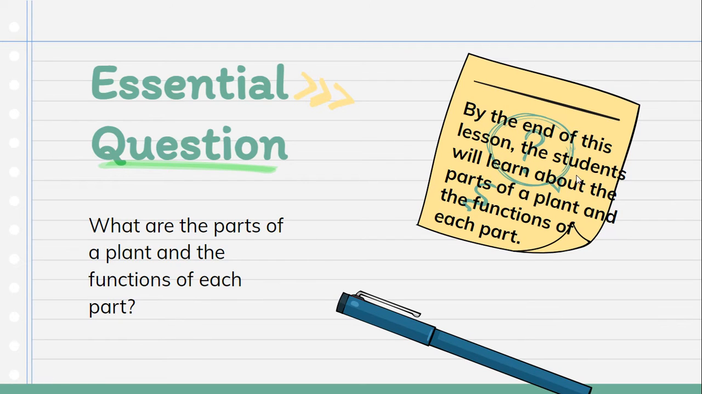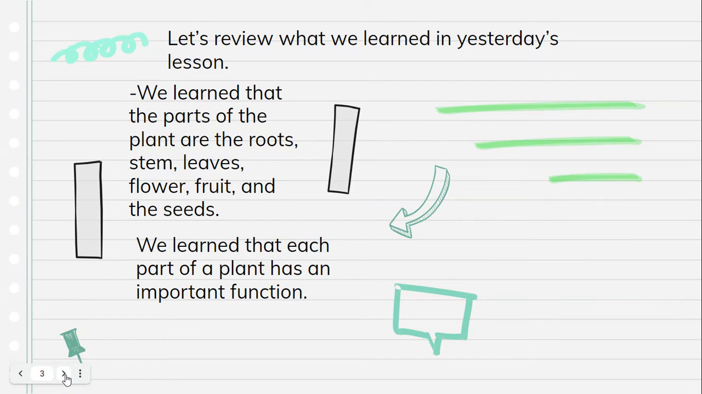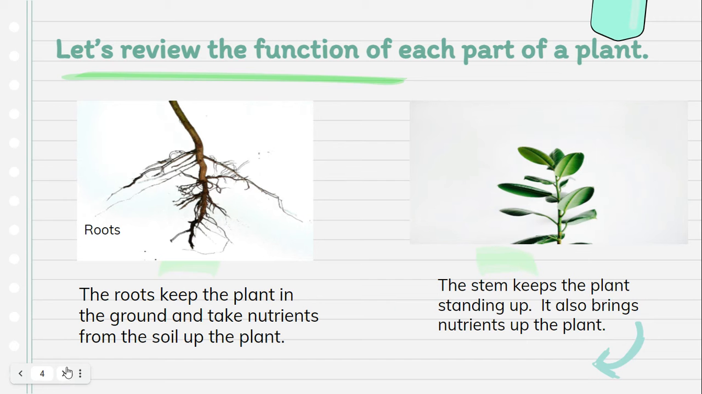By the end of this lesson, the students will learn about the parts of the plant and the functions of each part. Let's review what we learned in yesterday's lesson. We learned that the parts of the plant are the roots, stem, leaves, flower, fruit, and the seeds. We learned that each part of the plant has an important function. Let's review the functions of each part of the plant.